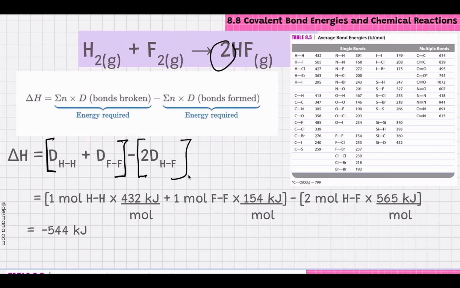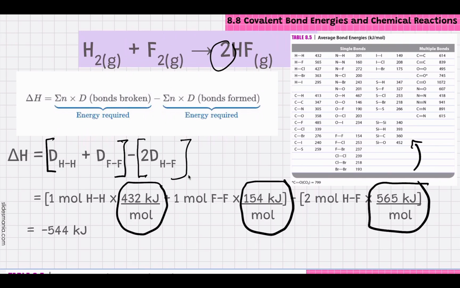So if I look at my table, I'm looking for these values, which are directly from this table here. So overall, this is an exothermic process. The energy that's put in to break the hydrogen and the fluorine bonds ends up being less than the energy that's released by the formation of the HF bonds.